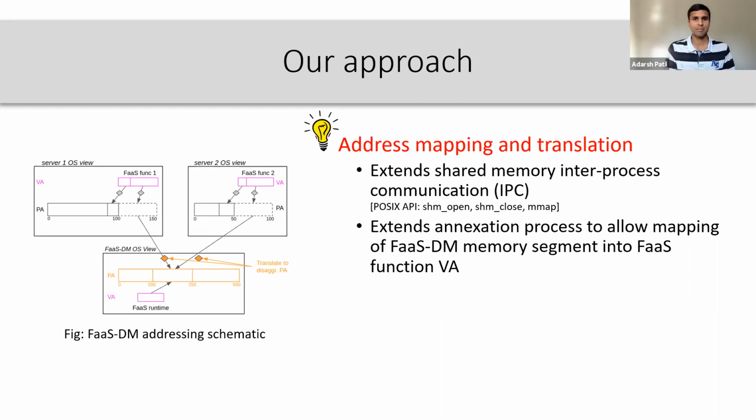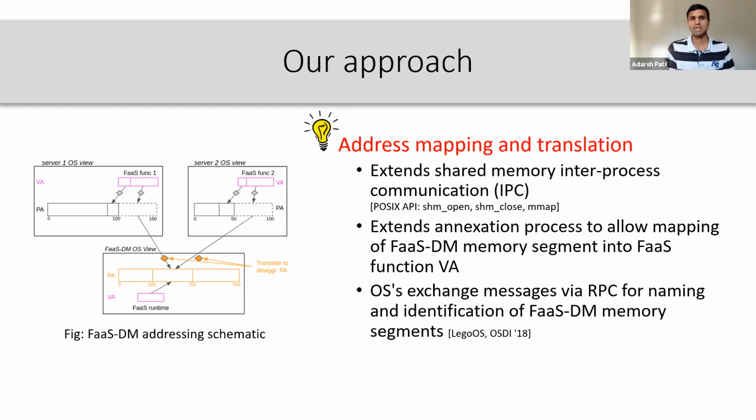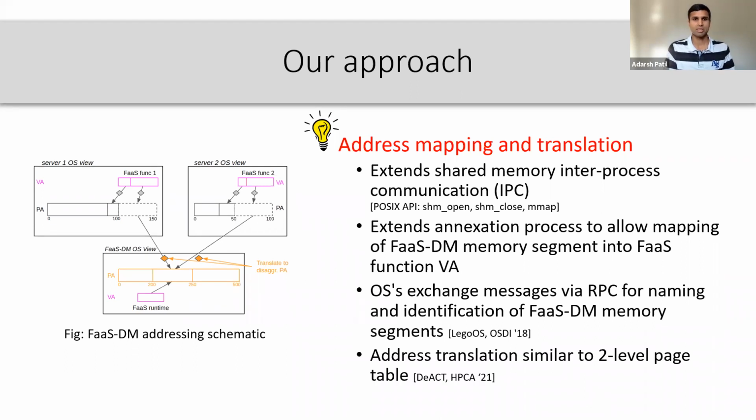The shared memory segment annexed by the FaaS function in server 1 and server 2 is mounted at the end of the physical address space. Any request to an address in this extended PA is routed to the Gen-Z controller that is sitting on the coherence bus. The OSs exchange messages via RPC to name and identify FaaSDM memory segments. Address translation is similar to a nested two-level page table.